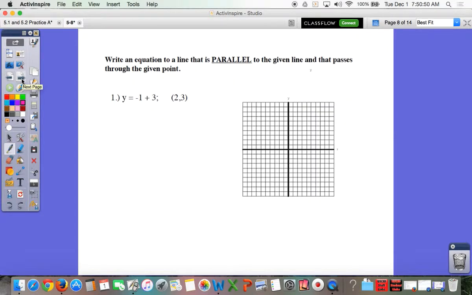It says write an equation of a line. I want you to write it in y equals mx plus b. That is parallel. Aha! Same slope to the given line and passes through the given point. The only thing that you care about from this line right here is the slope. So the slope of this line equals -1. I'm going to erase it now. I don't care about anything else but that slope. So I have a slope of -1 and a point of 2, 3.